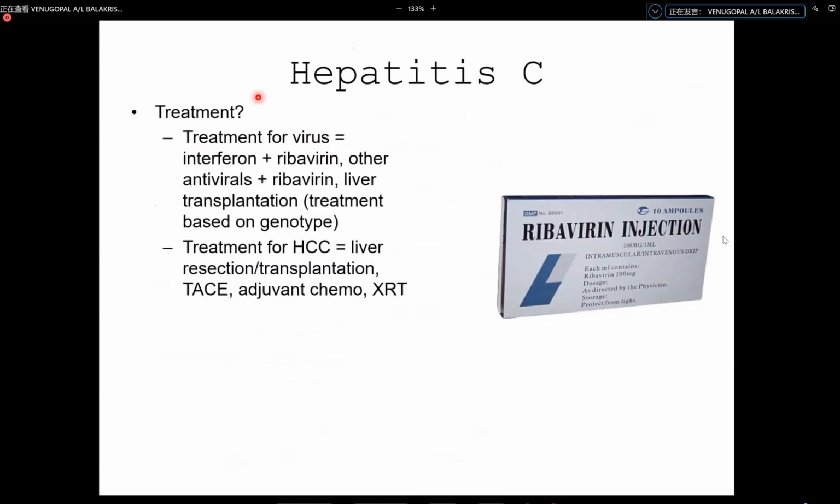So they already have treatment for that. They can use ribavirin or another antiviral plus ribavirin. So the last resort would be liver transplantation. Okay. So liver resection or transplantation, adjuvant chemo, and XRT, all of these are options.